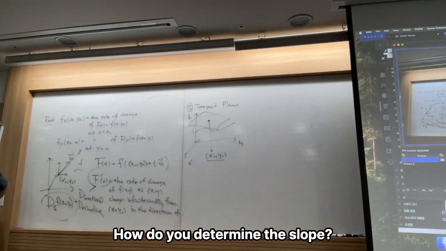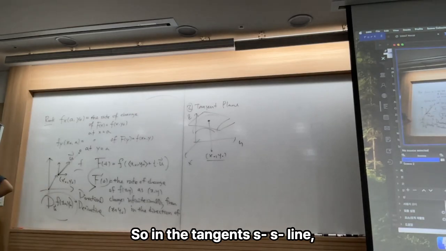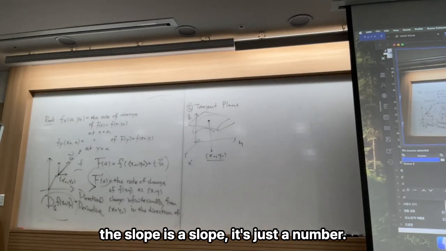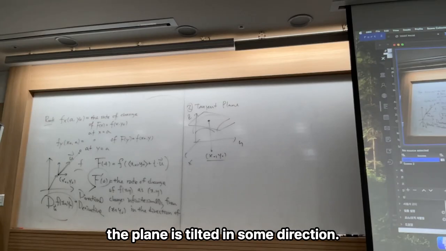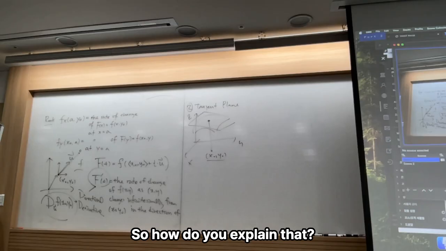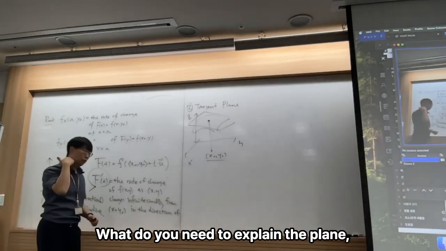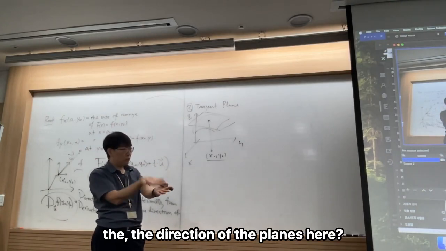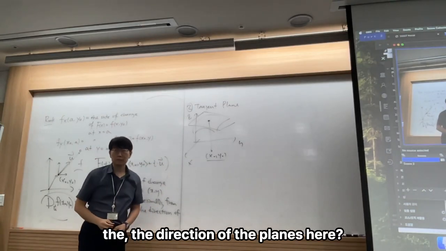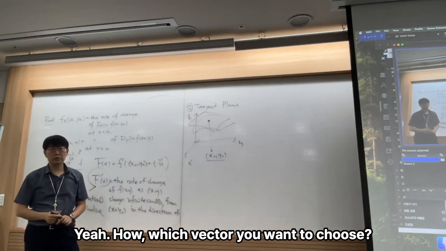How do you determine the slope? How do you even define the slope of a tangent plane? In the tangent line, the slope is just a number. But in this case, you also want to say the plane is tilted in some direction. So how do you explain that? How do you explain the direction of this plane? What do you need to explain the direction of the plane? Which vector do you want to choose?